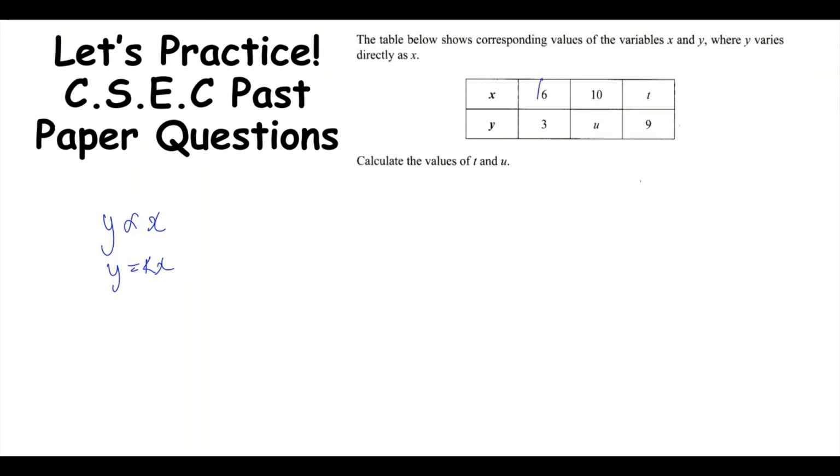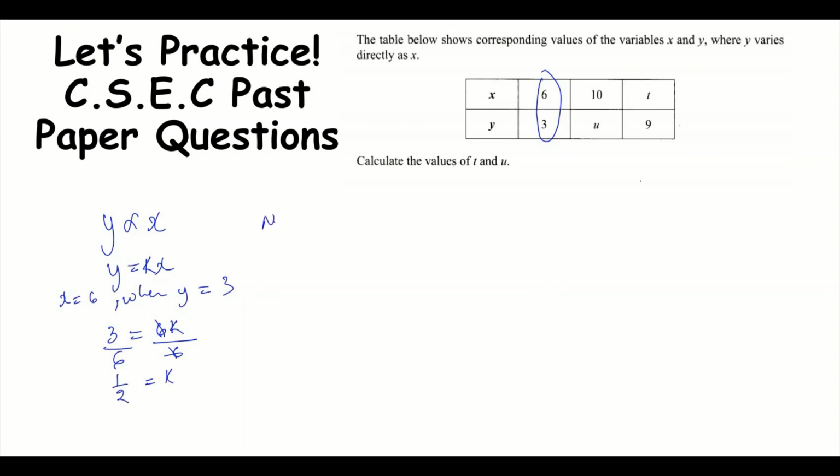So we have a known set at all times. So we know that x is equal to 6 when y is equal to 3. So we can substitute our known values into our equation and solve for k, which is our constant of proportionality. So we have 3 is equal to 6k. So we apply our substitution here. Divide both sides by 6. So k is equal to 1/2.